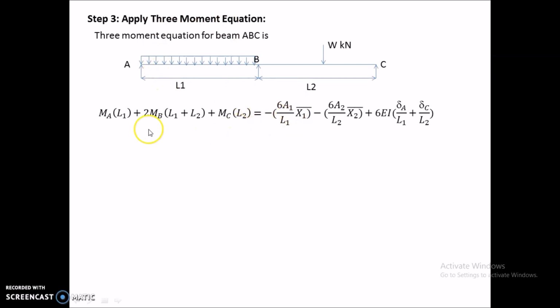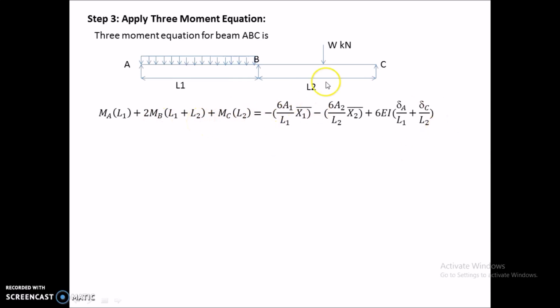And in this equation, L1 and L2 are spans, and for MA, MB and MC we will get equations in these moments. Already from here we can declare that MA is equal to 0 and MC is equal to 0. So we will find out this MB value. If it is a beam of 3 spans, that is AB, BC and CD, then we will get another equation for that in terms of MB, MC and MD. So we can finalize that MA and MD are 0. Then we will get 2 equations in terms of MB and MC. By solving both the equations, we will get these values.